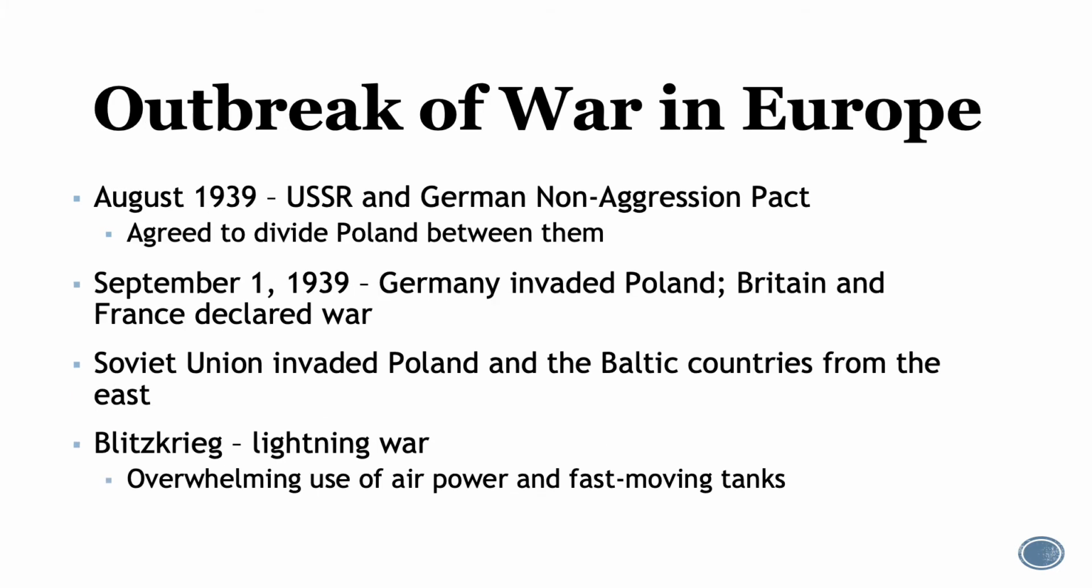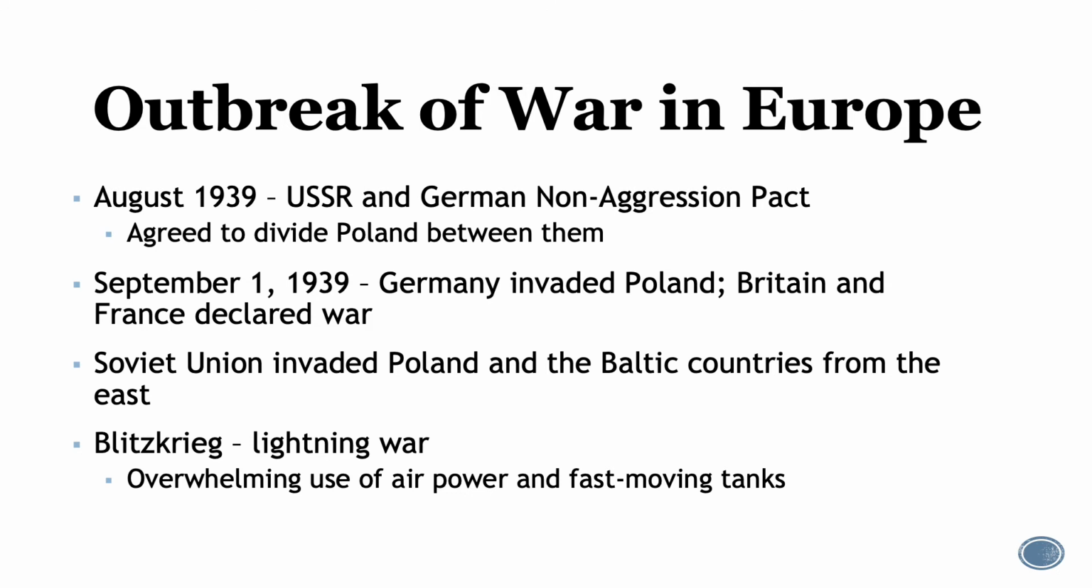The outbreak of the war in Europe started in August 1939 when the Soviet Union and Germany created the Non-Aggression Pact, which agreed to both invade Poland and then divide it between them. So this took place on September 1st, where Germany invaded Poland and then Britain and France declared war. The Soviet Union invaded Poland and the Baltic countries from the eastern side, kind of meeting in the middle.